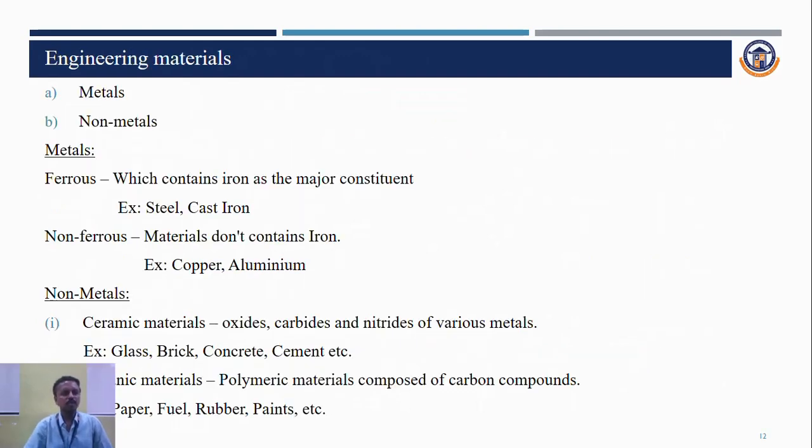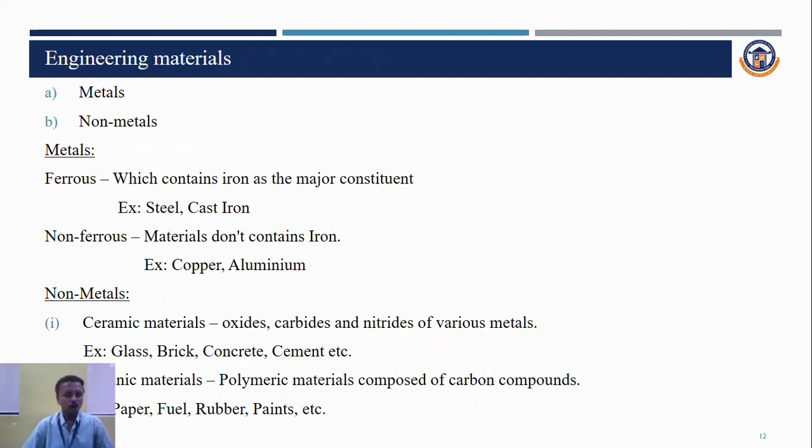Next one is engineering materials. First, in that there are two types. One will be metals, second one will be non-metals. In metals, again there are two types. One will be ferrous and another one will be non-ferrous. Ferrous contains iron as the major constituent. Example, steel, cast iron.